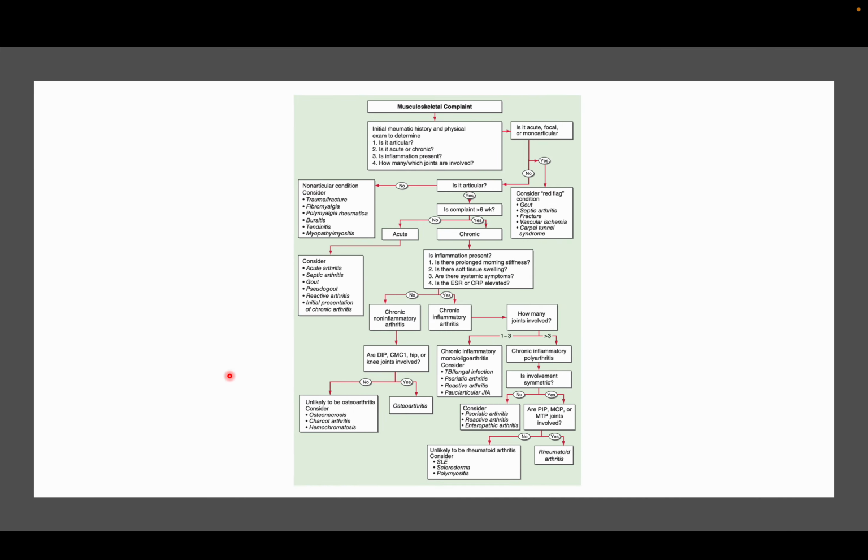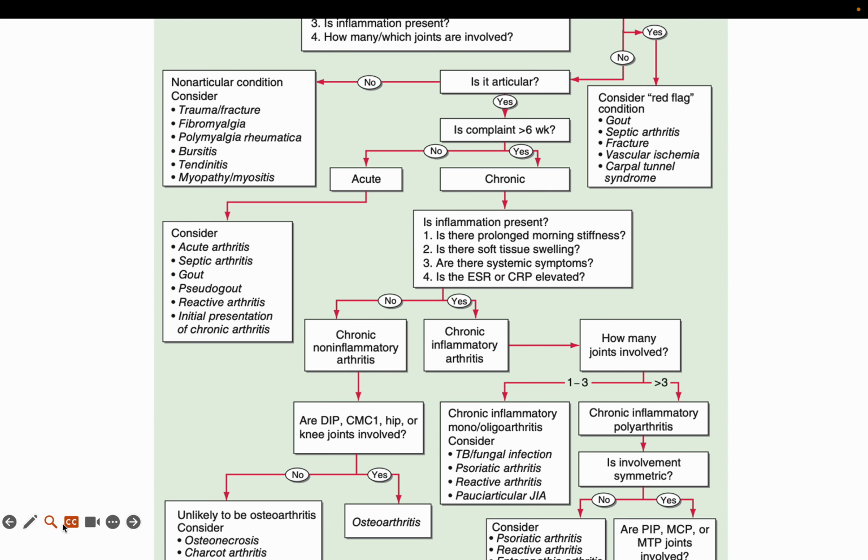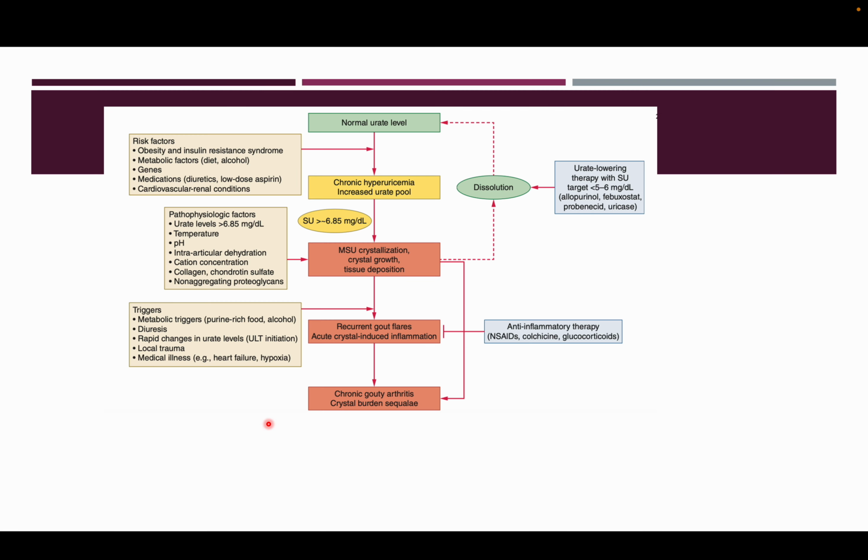So these are the causes of gout, where there is chronic hyperuricemia, increased urate due to obesity or metabolic factors or genes. I can mention genetic factors like glucose-6-phosphatase deficiency, HGPRT (hypoxanthine-guanine phosphoribosyltransferase) deficiency, or fructose-1-phosphate aldolase deficiency. They are all causes of gout.